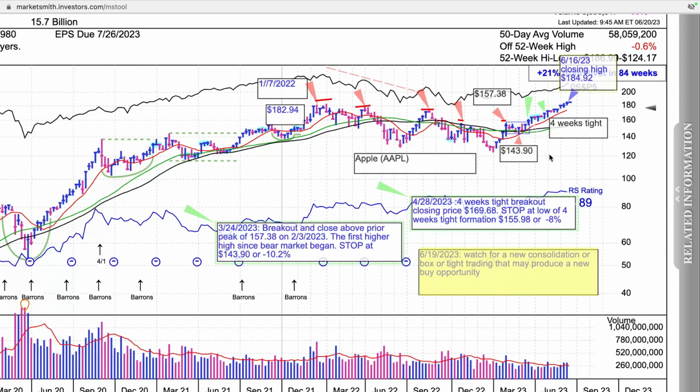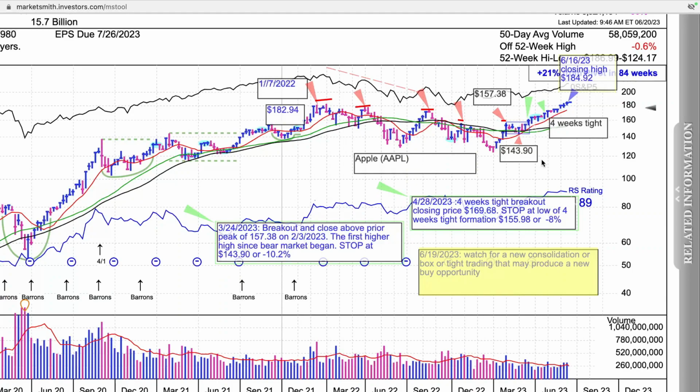And we had that on the 28th, right here, this particular week. And that was the 28th of April. And it closed at $169. So that was your second opportunity to buy the stock at a reasonable, logical breakout.